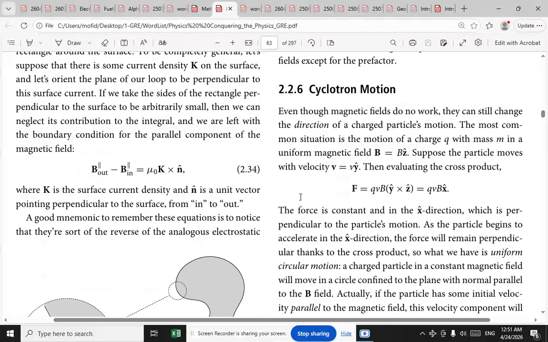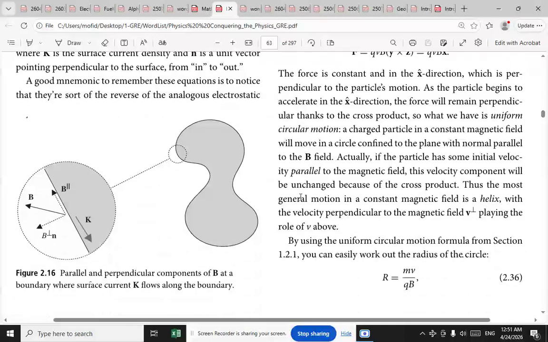Now I want to go through the next section 2.2.6, cyclotron motion. Even though magnetic fields don't work, they can still change the direction of the charged particle's motion. The most common situation is the motion of a charge q with mass m in a uniform magnetic field B equal to B z. Suppose the particle moves with velocity v equal to v y, then evaluating the cross product, F is equal to q v B, y cross z is equal to q v B x. The force is constant in the x direction, which is perpendicular to the particle's motion.